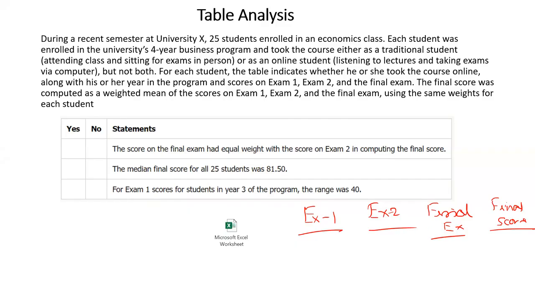So the question is asking us whether the score on the final exam had equal weightage with the score on exam 2. Did these two exams have equal weightage? That's what the question is asking us. Okay, now let's first quickly go through the concept of weighted average.